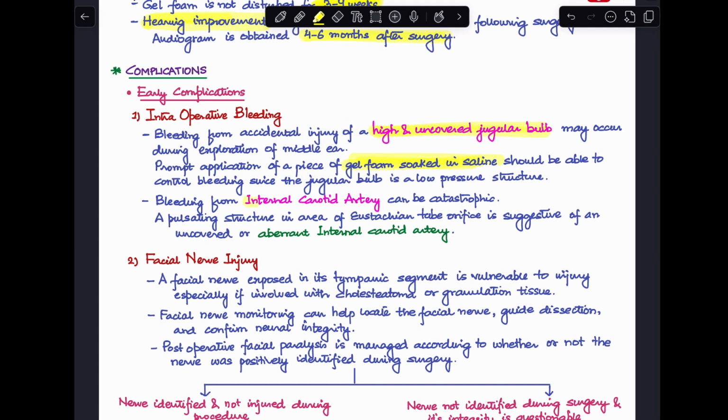Secondly, there can also be bleeding from the internal carotid artery. If this bleeding happens, it is way more catastrophic than that of a jugular bulb bleed. A pulsating structure in the area of the eustachian tube orifice is suggestive of an uncovered or an aberrant internal carotid artery.